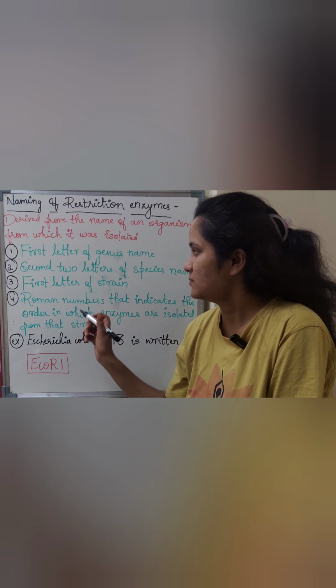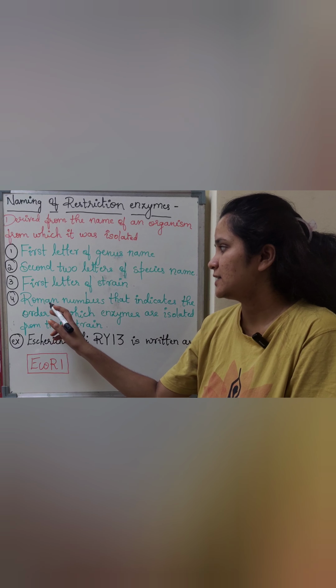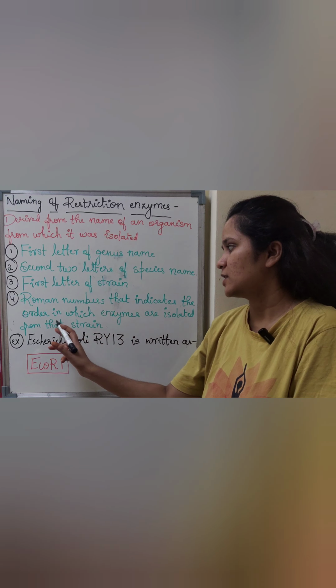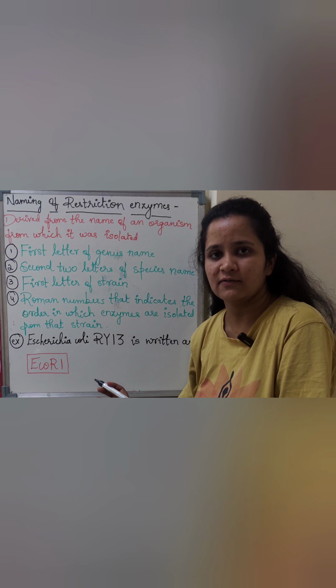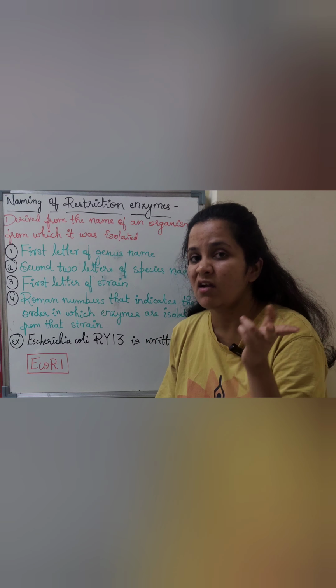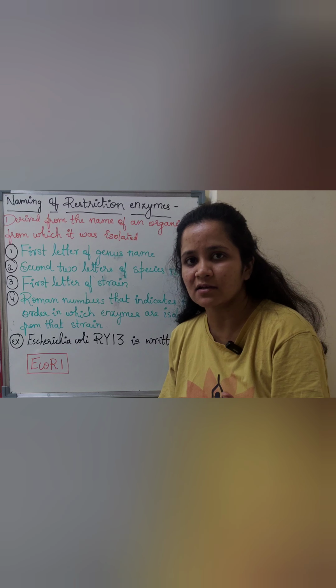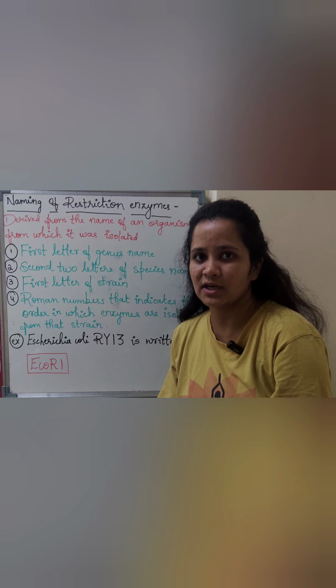Likewise, in other bacteria also we have strains which vary in minute differences, and that we call a strain. So the first letter of that strain will be taken, and then later a Roman numeral that indicates the order in which enzymes are isolated from that strain. Maybe that enzyme was obtained first from that strain, or third, or second. It depends, right? So that order we have to mention in the end.